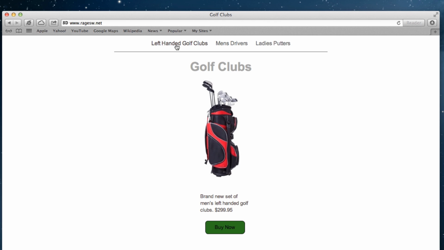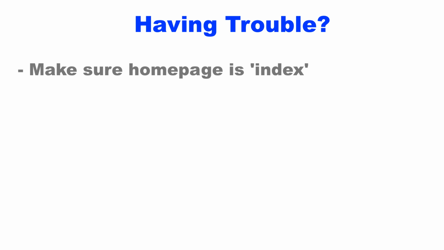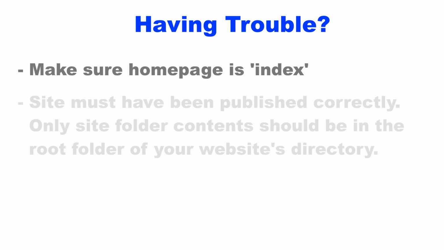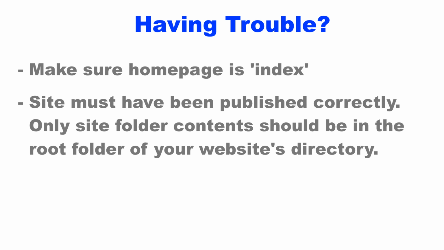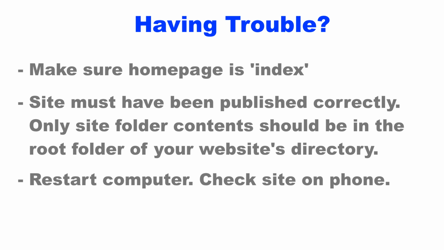If you are having problems making this work correctly, the first thing I want you to do is to make sure that you have correctly typed in the first page of your site as index. If that was not done correctly, then this will not work. Also, unless you publish the site folder contents correctly, this method will not work. Before assuming that you did it incorrectly, try restarting your computer and checking again. You can also check the website on your phone to see if it works there. Sometimes it can take several minutes to several hours for some users to see the changes.